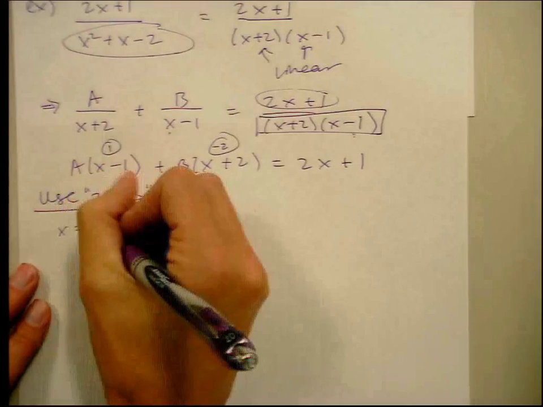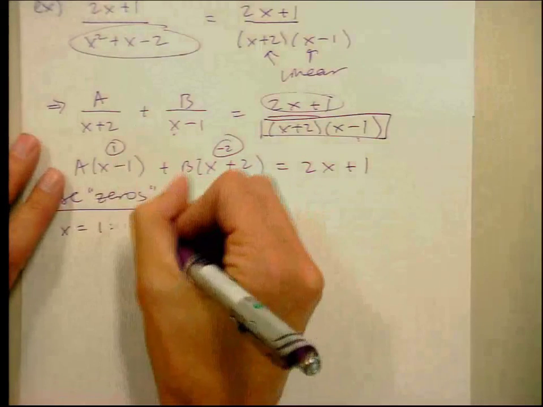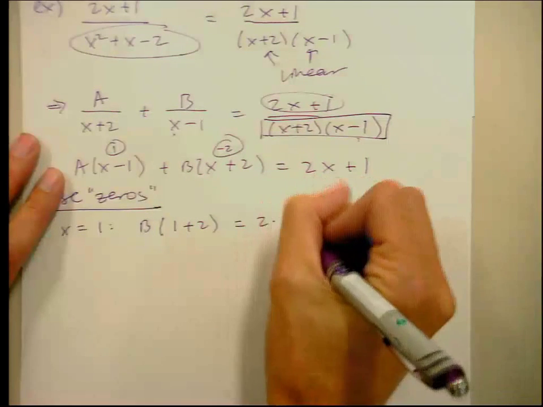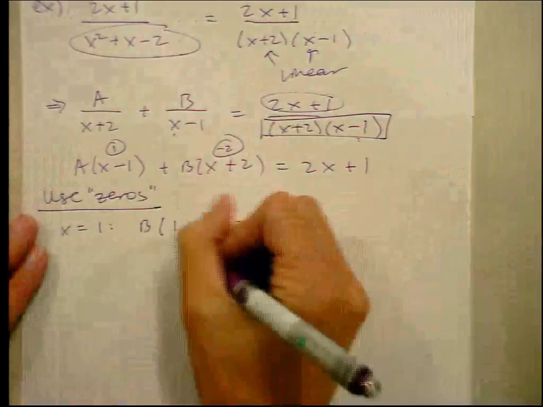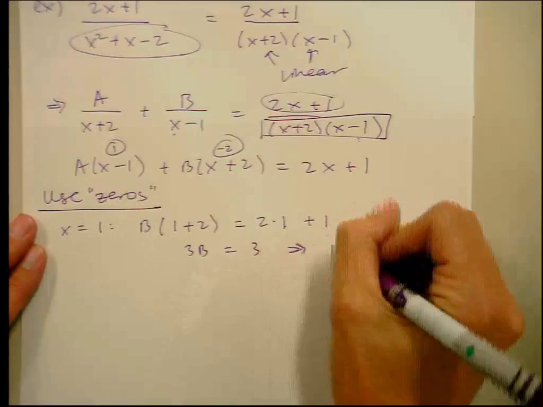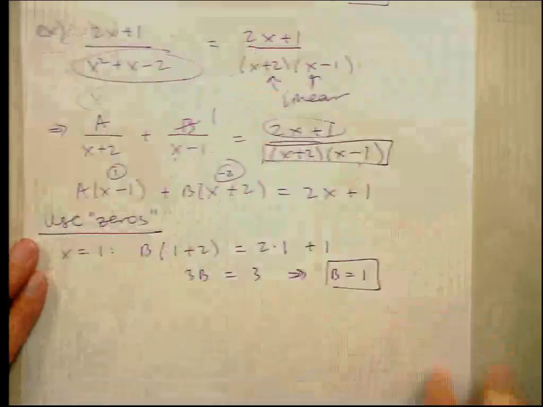So x equals 1 is where I'm going to start. That's going to eliminate the a for me. When I put a 1 in, I get 1 plus 2. On the other side, I get 2 times 1 plus 1. So 3b is equal to 3. Nice. And b is equal to 1. Okay, there's my first value.